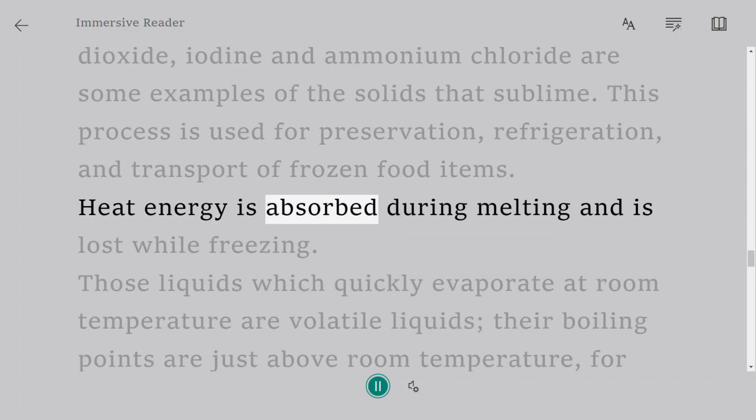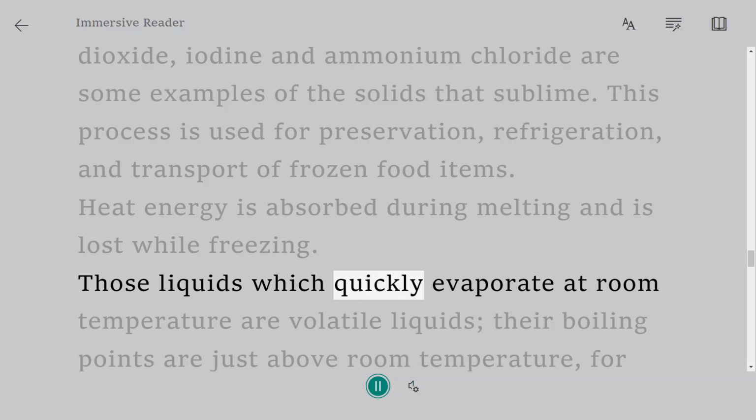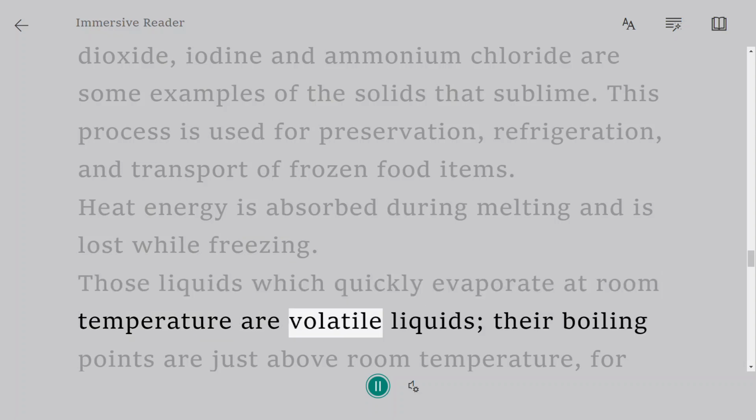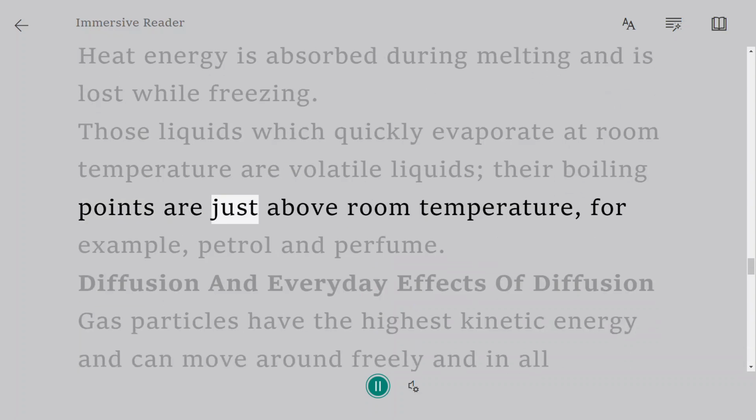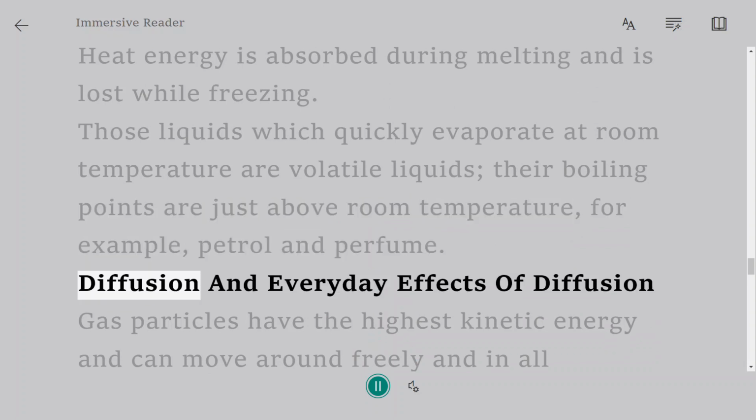Heat energy is absorbed during melting and is lost while freezing. Those liquids which quickly evaporate at room temperature are volatile liquids. Their boiling points are just above room temperature, for example, petrol and perfume.